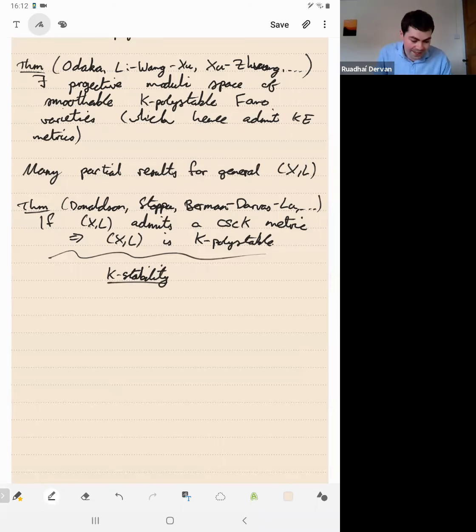Okay, so we'll take now a normal polarized variety. I won't require smoothness anymore, just normality. We'll take X, and I'll change my notation a little bit. I'll change it so that H is the ample line bundle. So we have a normal polarized variety.